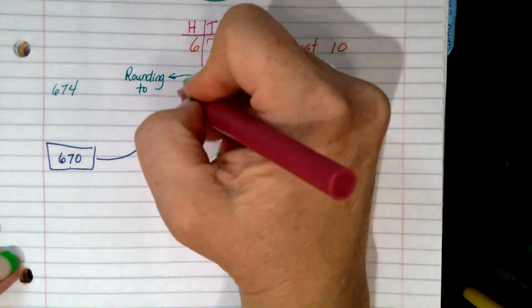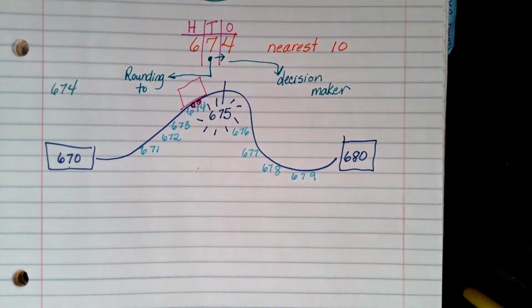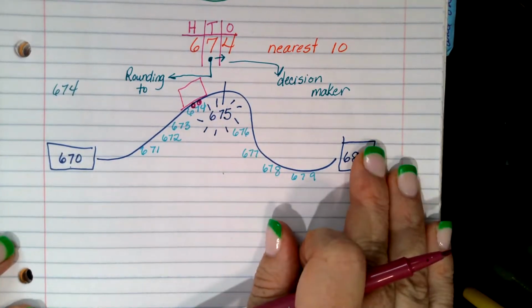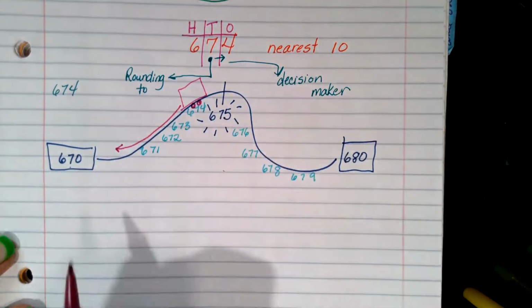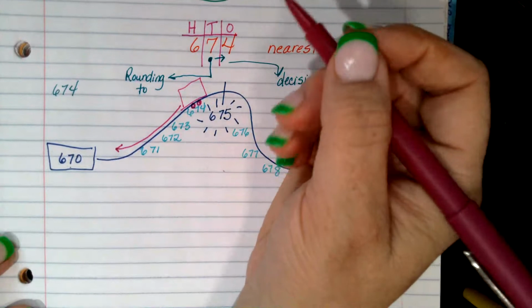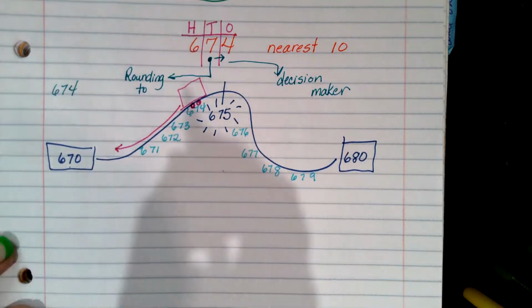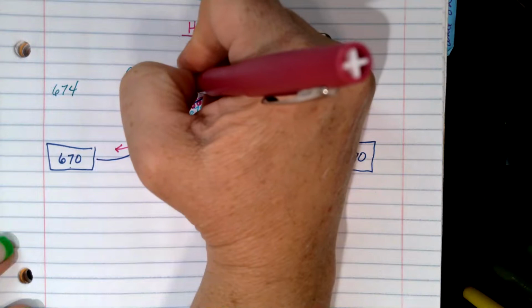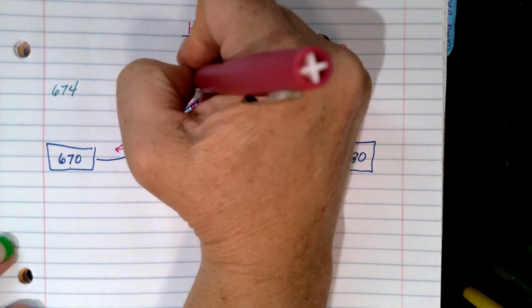674 falls right here on the roller coaster track. This means it doesn't have enough momentum to get up over that top to go on to the next part of the track. It's going to fall back. So it stays 670 because that is the number with the place value of 10 that is the closest to our number 674. I'm going to draw my person. They're kind of sad because they don't want to go back.